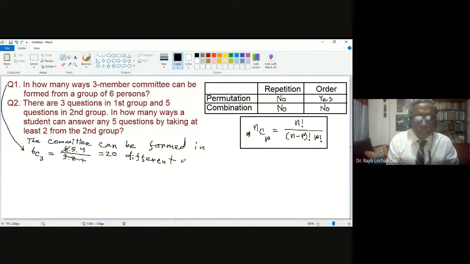So let me explain a little more on this. What is the reality? What is the fact actually? What is happening in real sense?